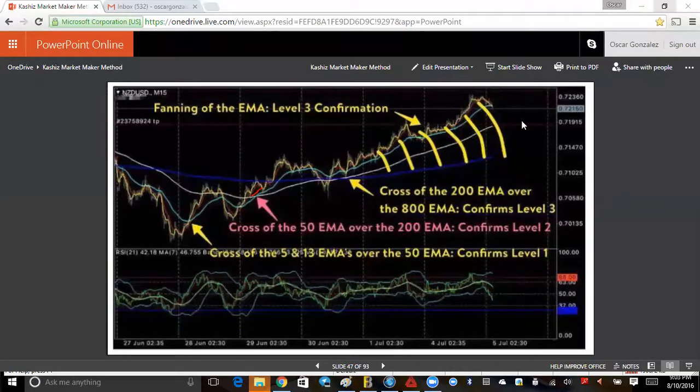So what I want you to understand is that the greater the angle and separation in the moving averages, the more likely you are in level 3 price action. Be ready for the reversal, okay? And you can start noticing a fanning.